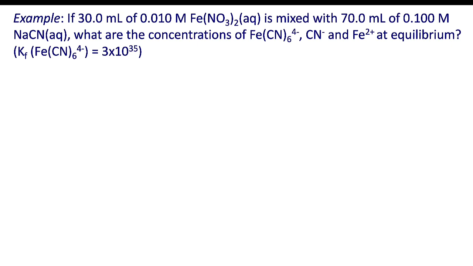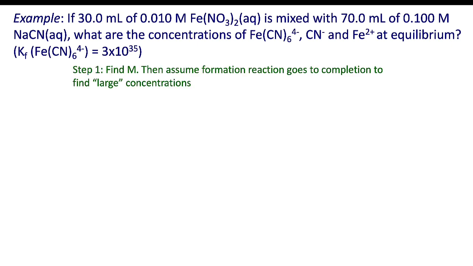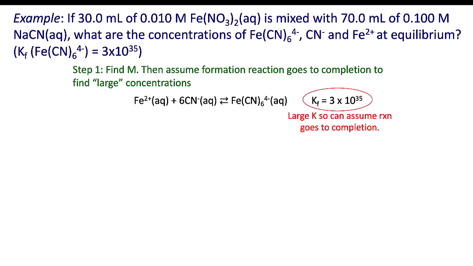Okay, so let's look at an example problem. What if we mix together iron nitrate with sodium cyanate? We want to know what are the concentrations of the iron, the cyanate, and this complex ion that will form at equilibrium, and we have the Kf for this. Now, first let's find the molarities, because we know the molarities of the iron and the cyanate that are going into solution. We know that there's no complex to start, but we do know that those amounts of the two parts that make up the complex ion are known here in the beginning, right?